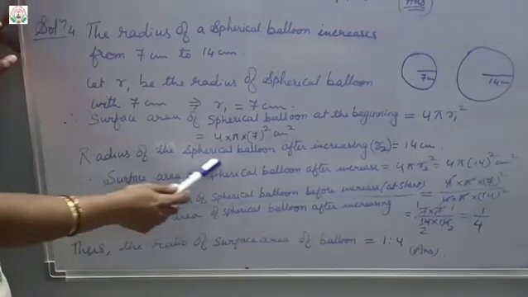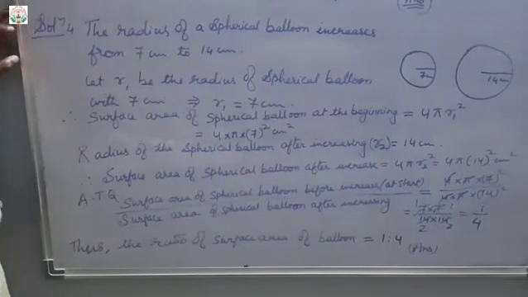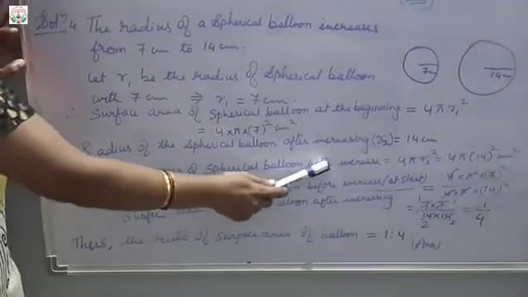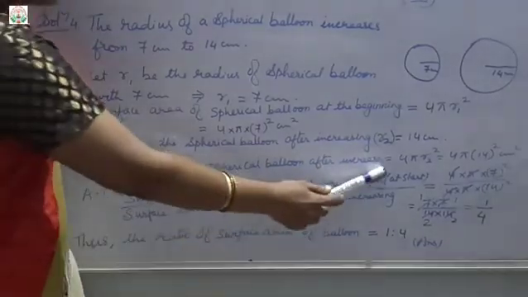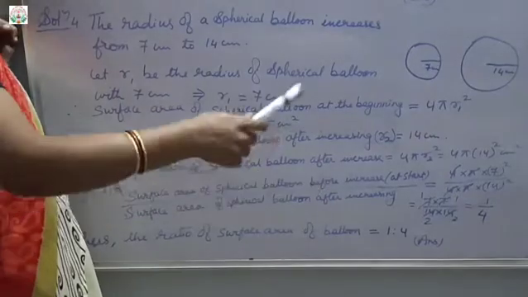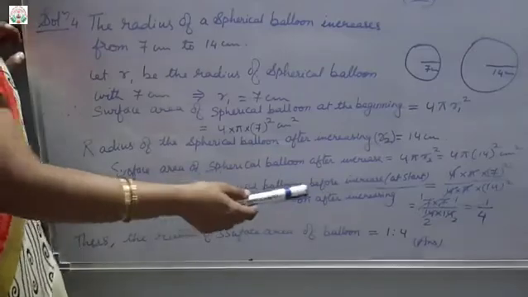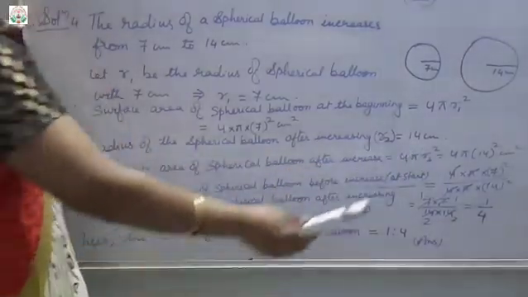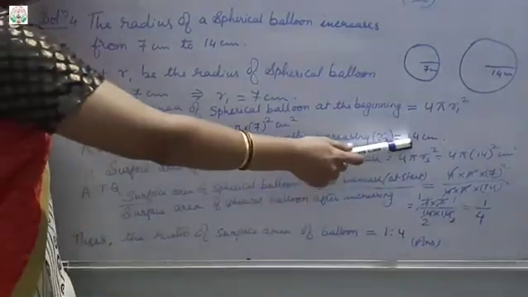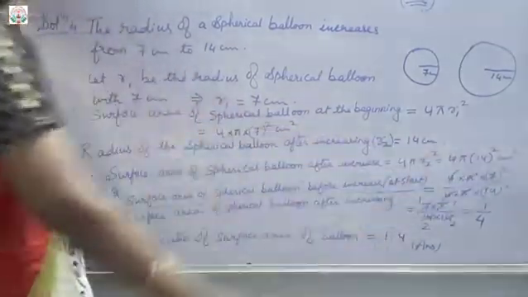The radius of the spherical balloon after increasing, R2, is how much? 14 cm. So now surface area of the spherical balloon after increase will be 4 pi R2 square, because R2 will be the radius of the spherical balloon after increase. Right? Now put the value of this, that is 4 pi into what was R2? R2 is 14. So put the value there, 14 square, then cm square.